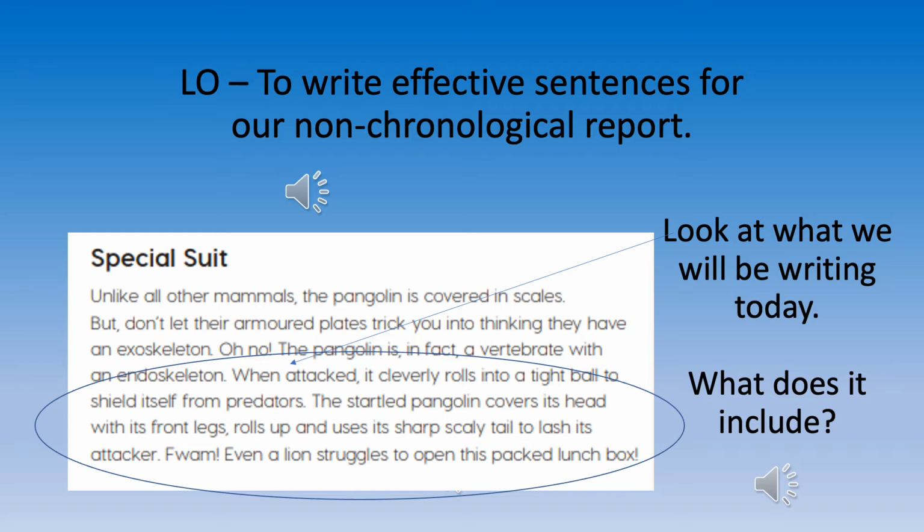Unlike other mammals, the pangolin is covered in scales, but don't let their armored plates trick you into thinking they have an exoskeleton. Oh no, the pangolin is, in fact, a vertebrate with an endoskeleton. When attacked, it cleverly rolls into a tight ball to shield itself from predators. The startled pangolin covers its head with its front legs, rolls up, and uses its sharp, scaly tail to lash its attacker. Wham! Even a lion struggles to open the packed lunchbox.